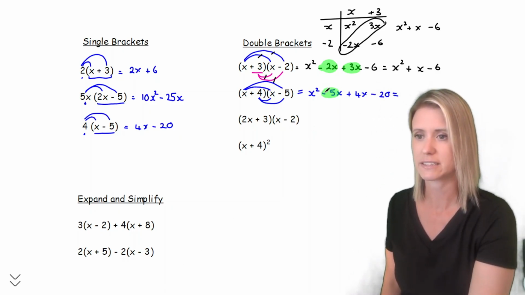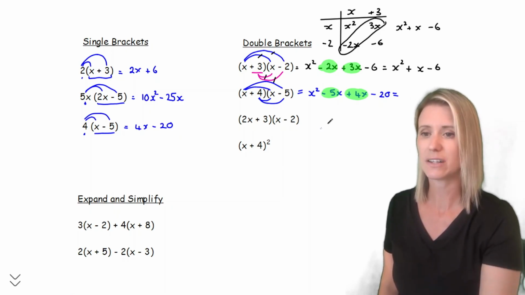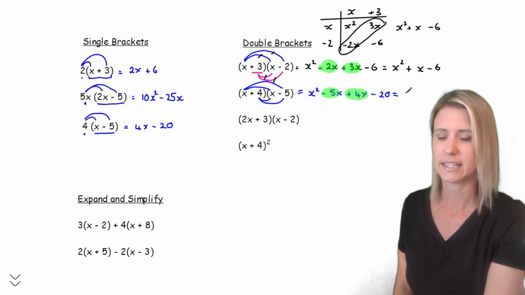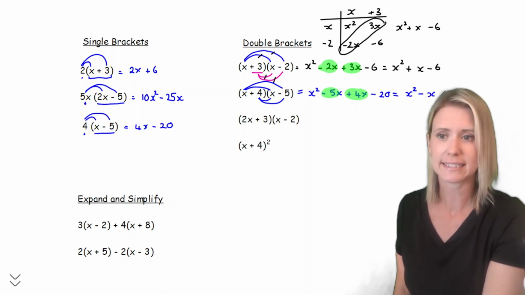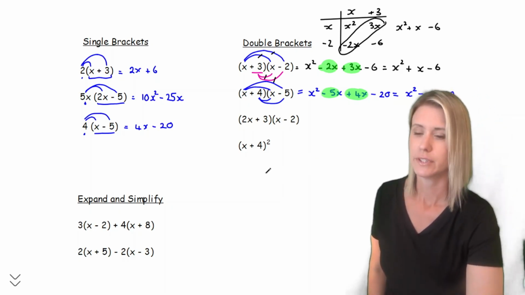We have minus 5x plus 4x. If you're at negative 5 and you're adding on 4, we're going up from negative 5 up 4, gives us minus 1x. So we just write that as x squared minus x minus 20. You've still got that 20 there at the end, okay?